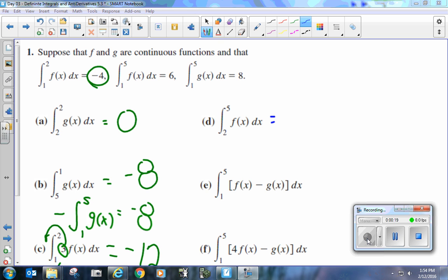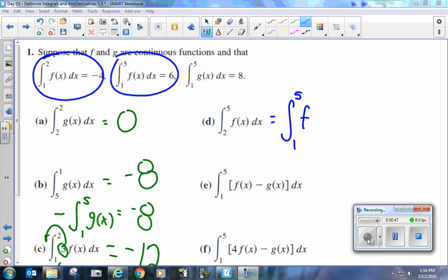So what I did, I took from the limits of 5 to 1, after the x, subtracted 2 to 1, so 5 to 2, and 2 is the upper bound. Okay, so you're saying in order to get from 5 to 2, I need to take from 5 to 1 and subtract 2 to 1.